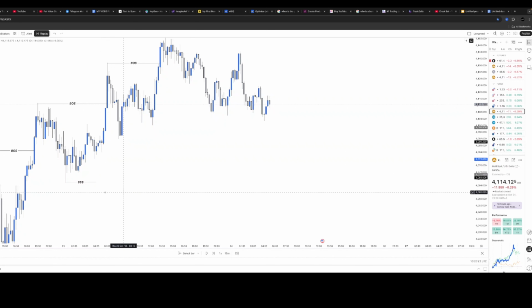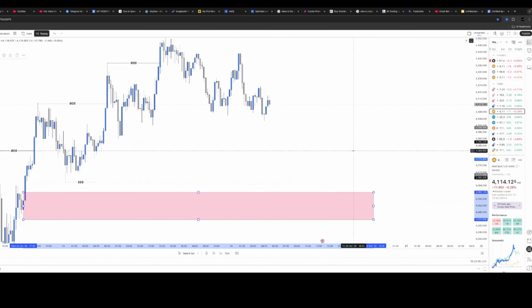This is what you do. You have to look for imbalance. You have to look for liquidity, as you have seen here, and then you mark your zone. This is my zone that I'm marking. Me marking this zone, first of all, this zone is a large zone. You have two options of trading this zone.